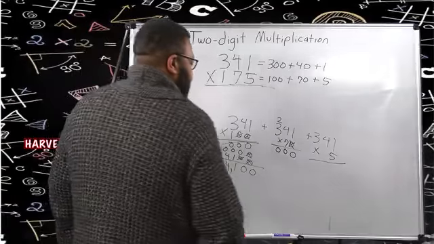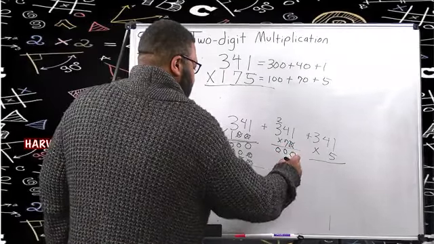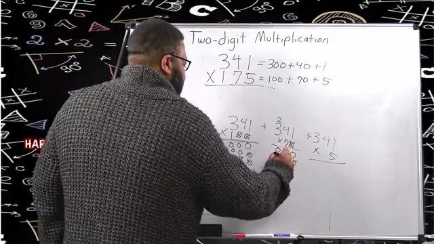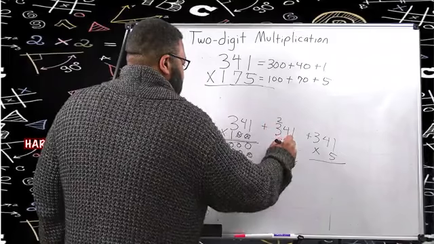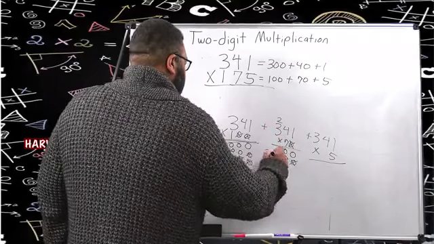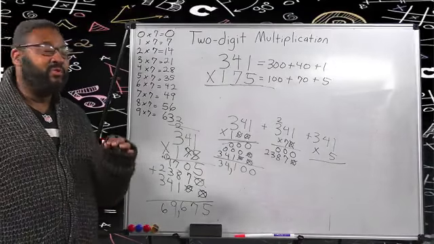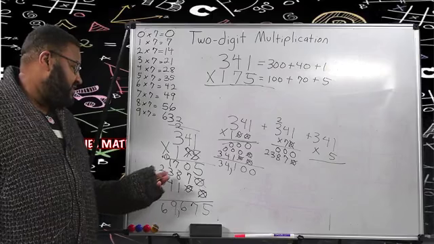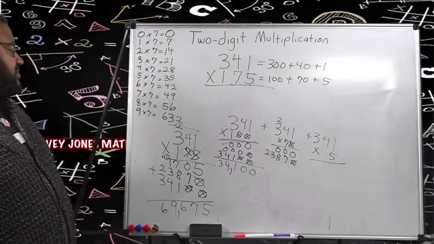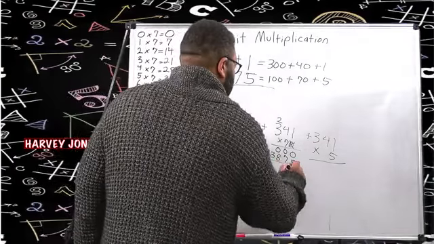Let me do that again. 7 times, oh, hold on. Placeholder here, check. 7 times 1 is 7. 7 times 4 is 28. Carry your 2. 21, 22, 23. There we go. That's why it's important to do a check over your work. So 23,870, 23,870, they match. I love math, man. I love it.